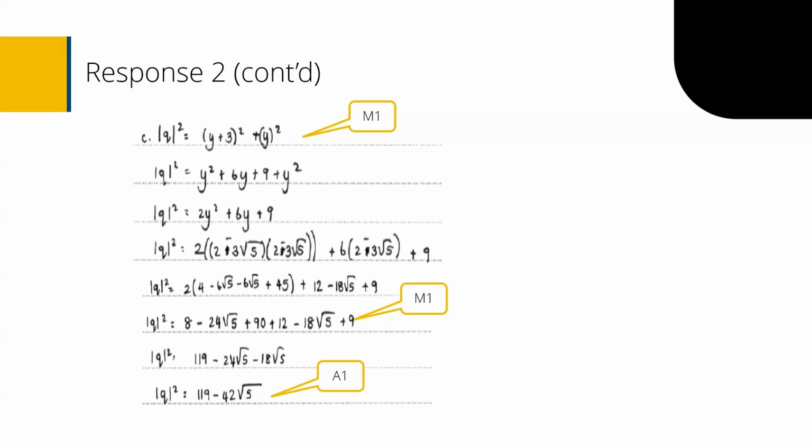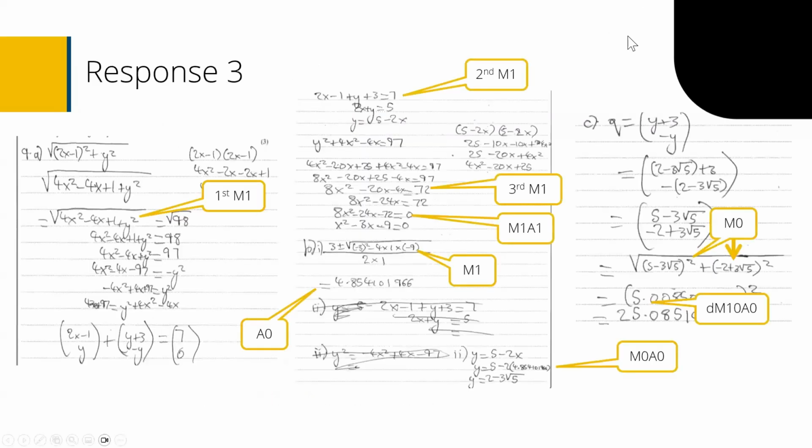And then finally, if we look at the third response, here we have all 4 working marks for part A and an accuracy mark. For B1, they get the 1 method mark there, but no accuracy mark. For part 2, they get 0 marks as well. And then for part C, they get no marks again. Sorry, they get the first method mark there, but they don't get the rest of the marks.